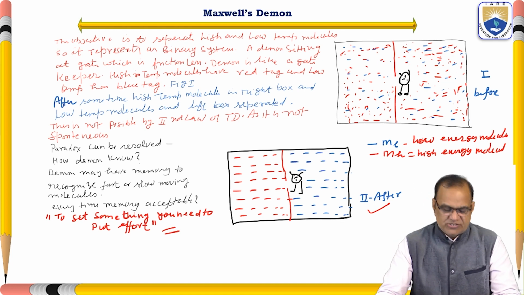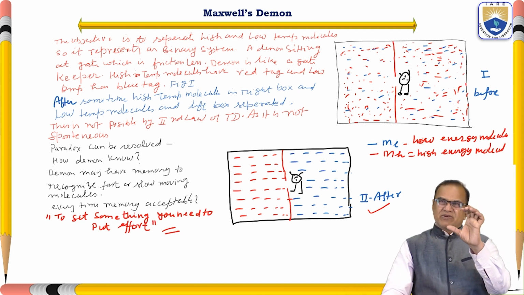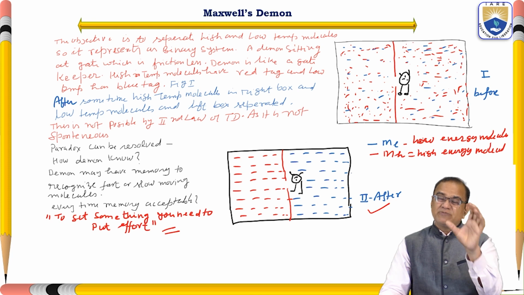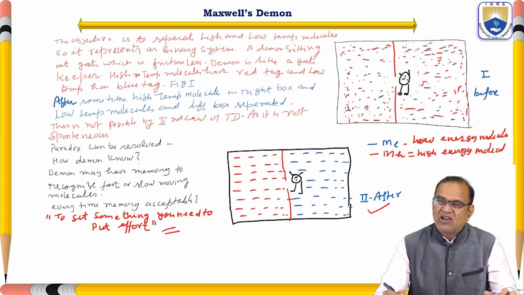So the paradox can be resolved. How does the demon know which are the high temperature and which are the low temperature, red ones? The demon may have the memory to recognize fast or slow moving molecules. So we have given some condition that molecules having this much temperature and those having that much temperature are to be separated. As per the temperature of the molecules, their speed will also be different. So this demon will have some logic, some robot type of thinking. It is programmed. It will assess, and when the red is coming, it will allow this direction, and when the blue is coming, it will allow in this direction.